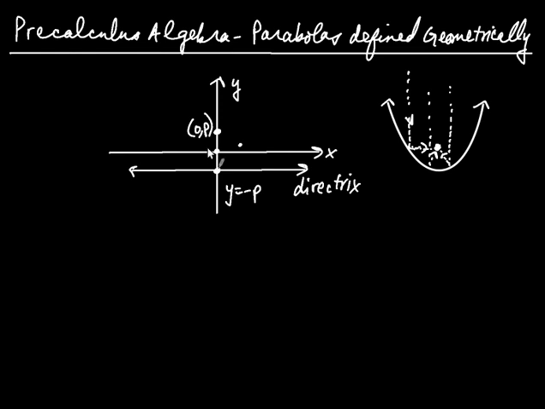So we're going to define the parabola to be the set of points where every point is as far from the focus as it is from the directrix. What would another point on the parabola be? Well, it'd be maybe right here.